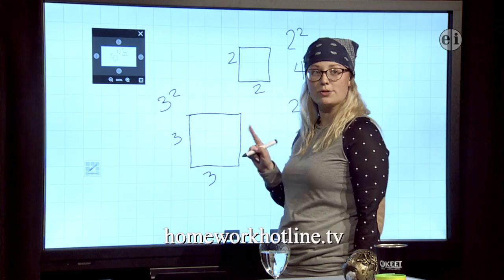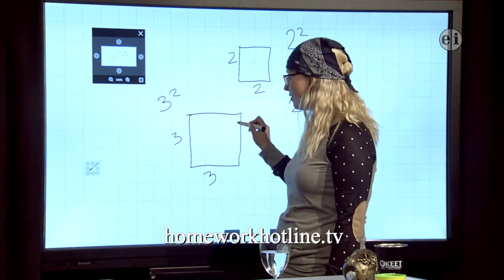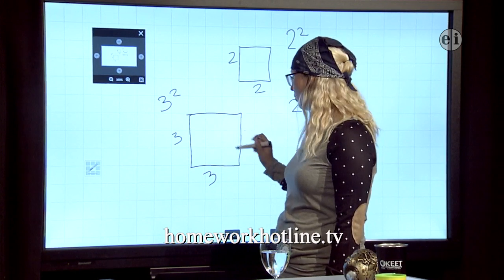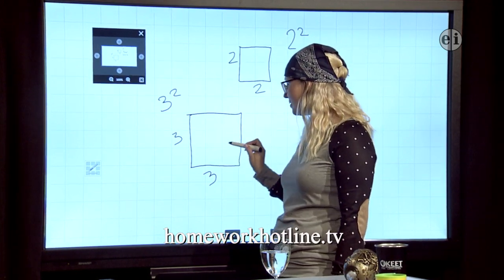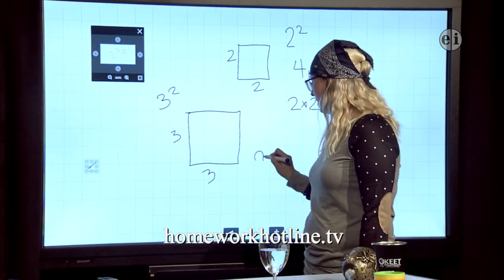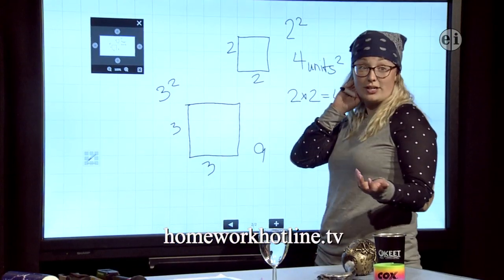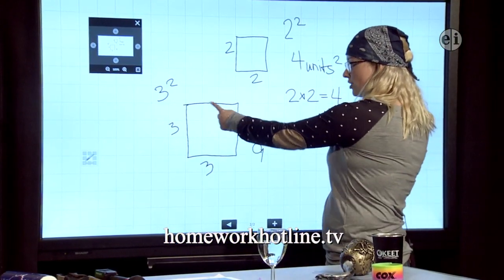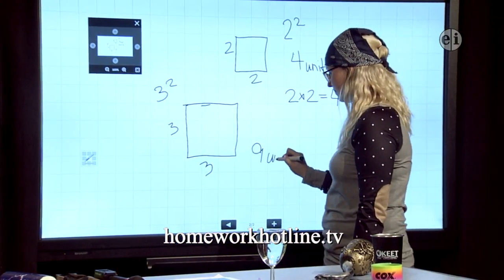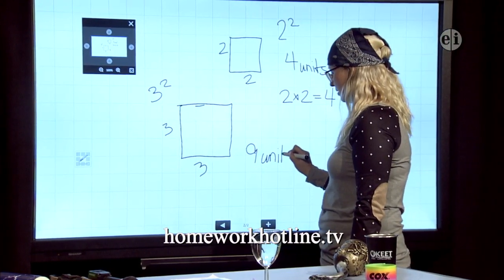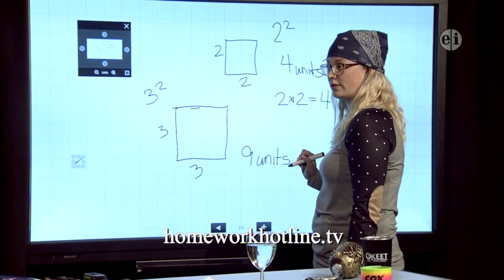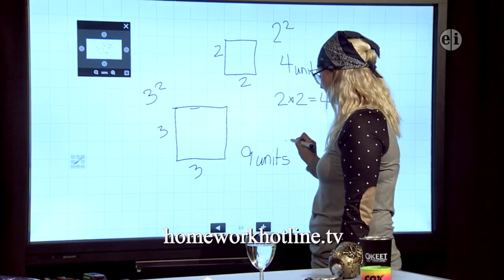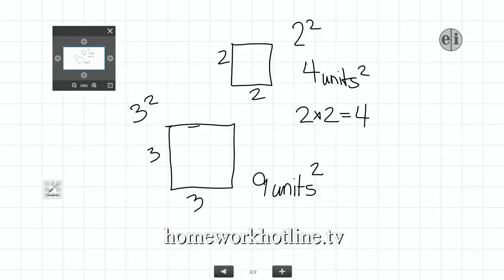If you're not great at your multiplication tables yet, you can count them out. This is a nice way to visualize how it works. 1, 2, 3, 4, 5, 6, 7, 8, 9. And you always want to have your unit of measurement. Since we don't have one, we can just say units. Teachers knock off points for not writing those units. Naked numbers. Clothe those bad boys.